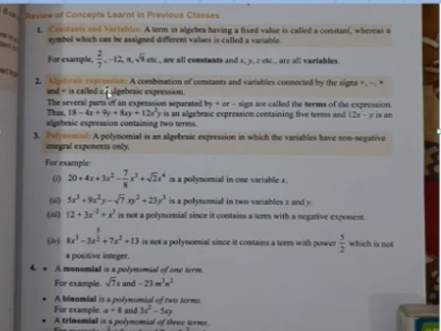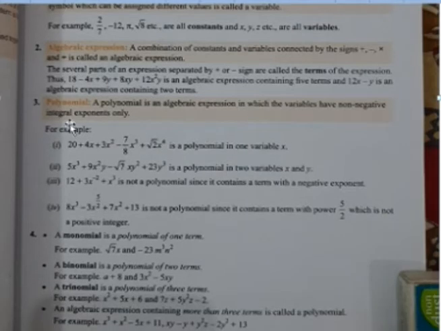And second is algebraic expressions. So what are algebraic expressions? A combination of constants and variables connected by the signs plus, minus, into, division. So these are algebraic expressions like 18 minus 4x plus 9y plus 8xy plus 12x square y. So in this expression we have constants as well as variables with the signs like minus, plus. Okay.